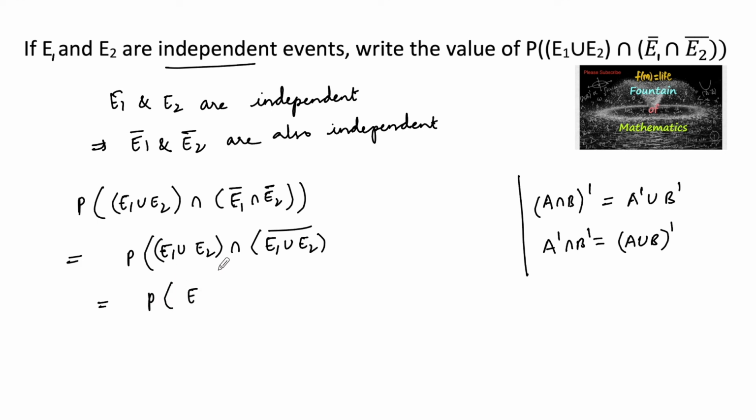And also P of E1 union E2 intersection E1 union E2 bar, that is probability of A intersection A complement, is nothing but empty. We can say A intersection A complement is an empty set. So we can write E1 union E2 intersection with E1 union E2 whole bar is empty. So we can write P of empty, and we know that the probability of an impossible event is 0. So we can say the answer is 0.